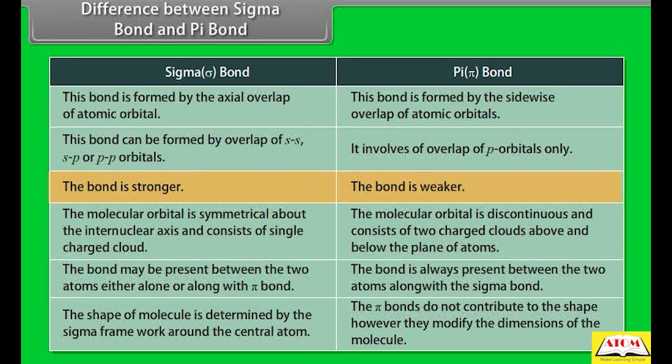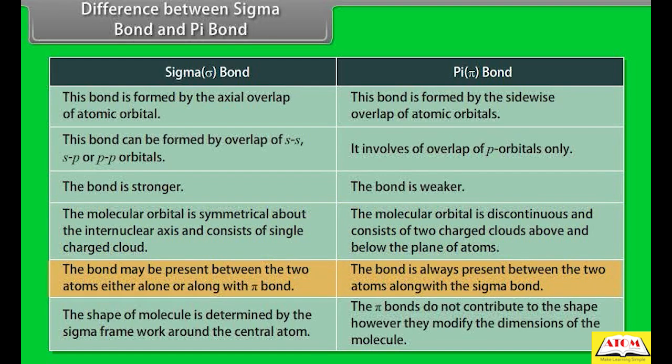Sigma bond is stronger because overlapping can take place to a larger extent, whereas pi bond is weaker because the overlapping occurs to a smaller extent. In sigma bond, the molecular orbital is symmetrical about the internuclear axis and consists of a single charged cloud, whereas in pi bond, the molecular orbital is discontinuous and consists of two charged clouds above and below the plane of atoms.